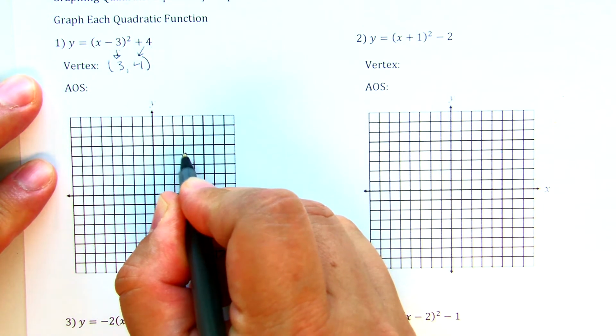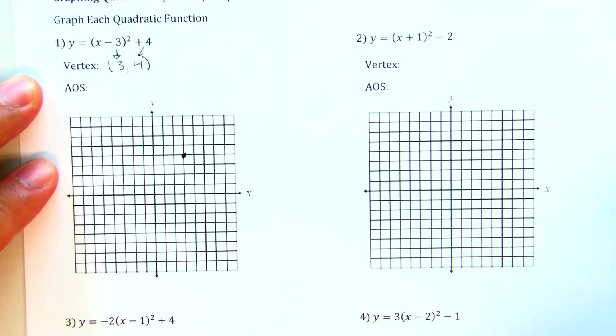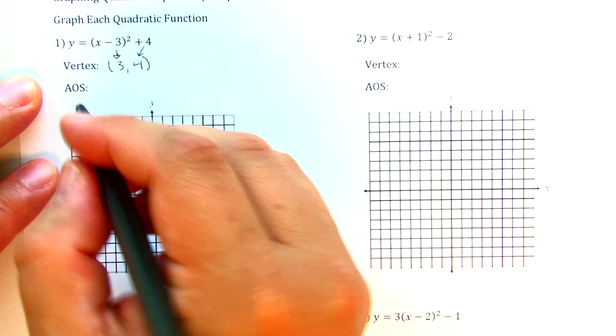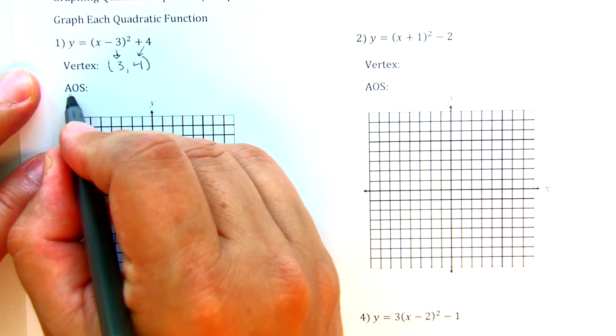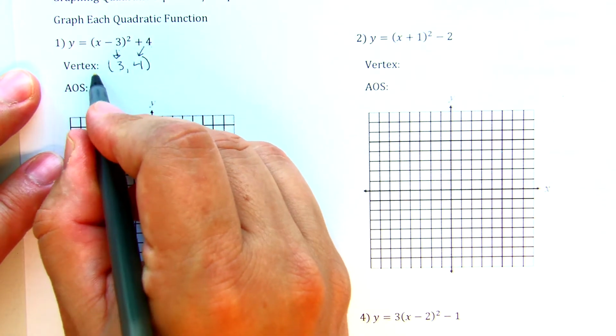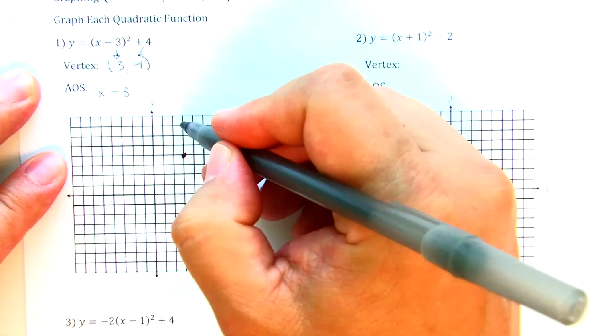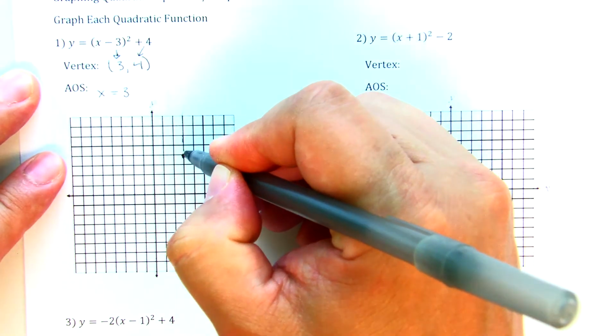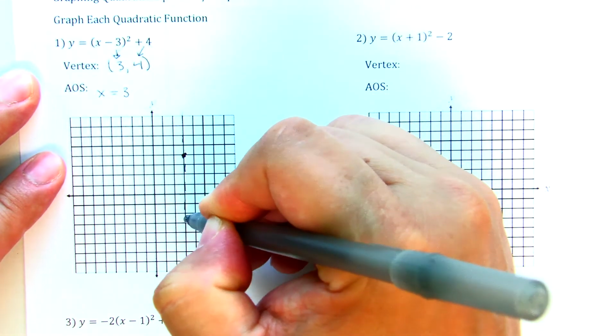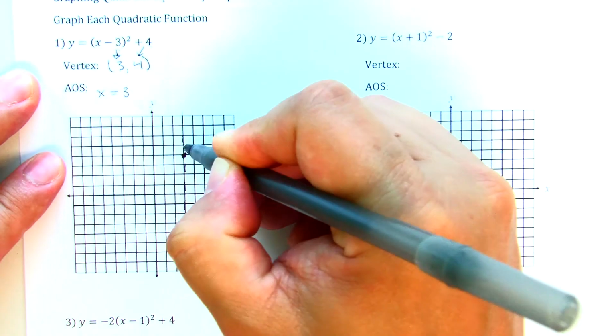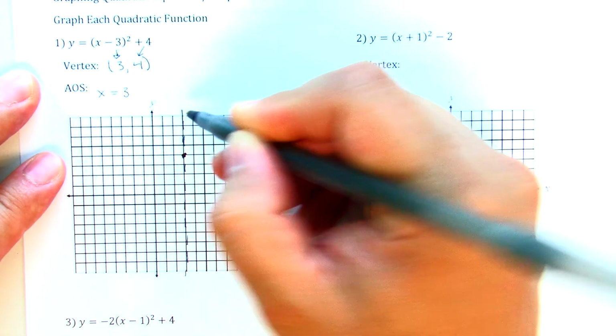Okay. And the axis of symmetry, this AOS stands for axis of symmetry, always runs vertically through the vertex, so it's going to be at x equals 3. And I'm going to draw that on here. I think it's a good idea. You're not going to be able to see that all that well, but that's okay. You'll know it's there. That will comfort you.